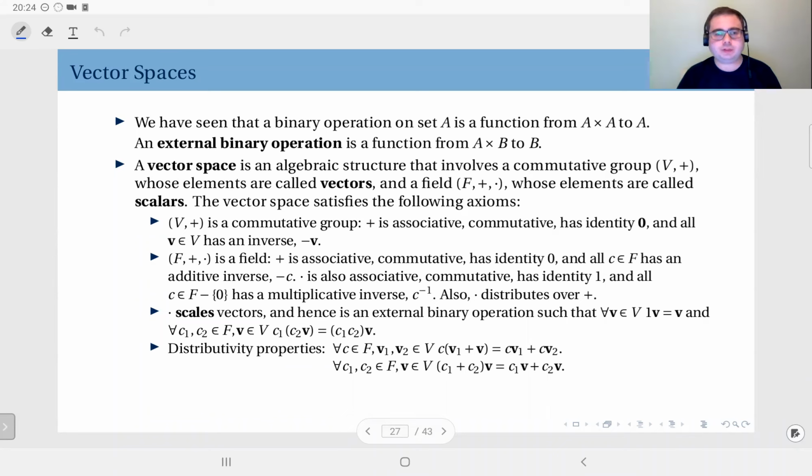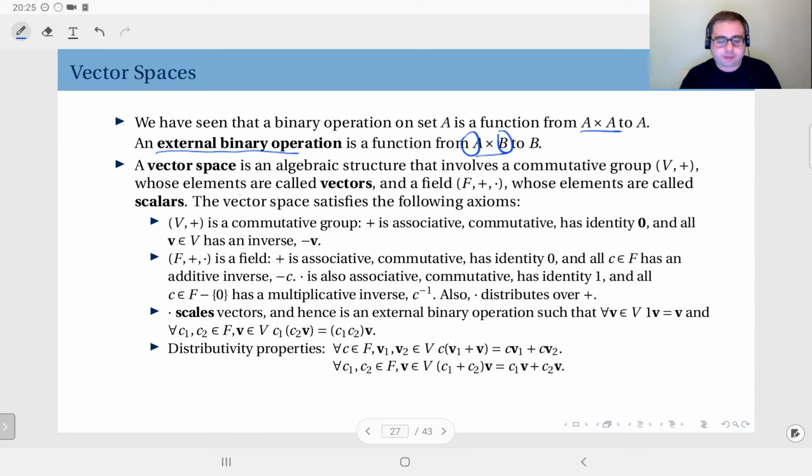And the difference is that with ordinary binary operations on a set A, the function is from the Cartesian product of A by itself to A. Now here, an external binary operation is defined from the Cartesian product of set A with set B to set B. Okay, so we are going to use this to define the scaling operation in a vector space. You see here we have actually two sets, A and B. And so the first operand comes from set A, the second operand comes from set B, and the result turns out to be in set B. So this is an external binary operation.